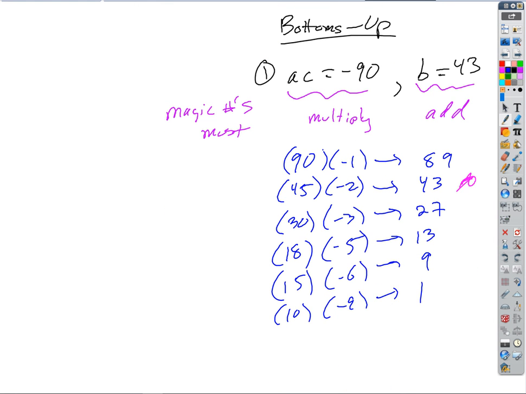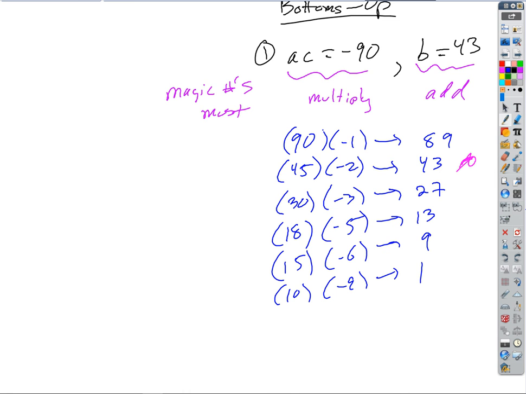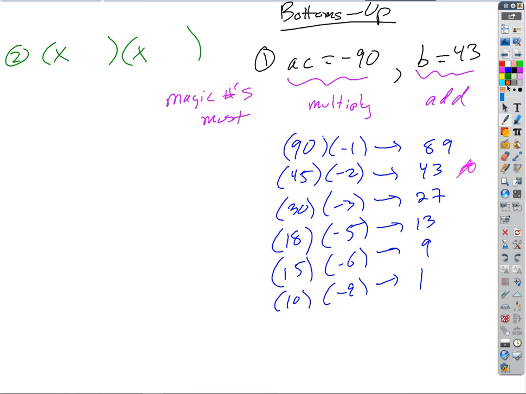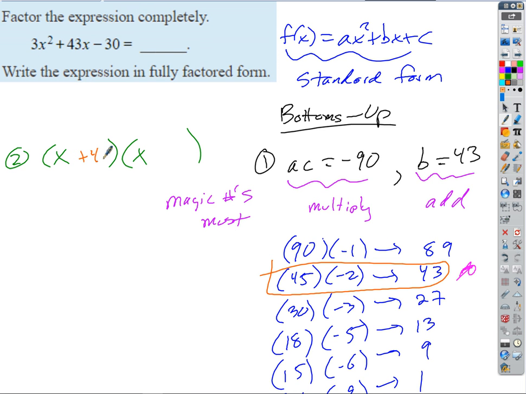So we found the magic numbers. That's step 1, right? The magic numbers are 45 and negative 2. Okay, on to step 2. Step 2 for bottoms up is we're going to separate this into factors that initially look just like normal factors. So we're going to start with x's there and there, and here are my magic numbers. The magic numbers go here and there.